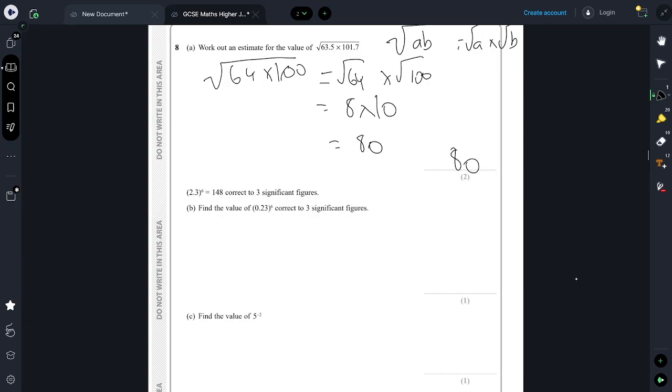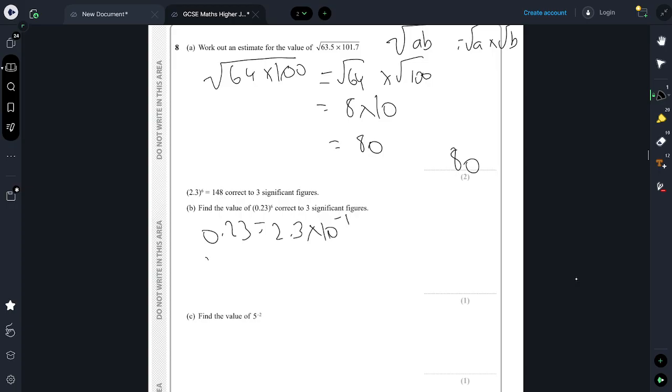So then it says find the value of 0.23 to the 6th, correct to three significant figures. So they're giving you this for a reason. You need to somehow convert this to this. So you need to manipulate this some way. But we know 0.23, in terms of 2.3, that's 2.3 times 10 to the minus 1, if you use standard form, right? If you move this power back by 1, you're moving it here, right? So this is in standard form.